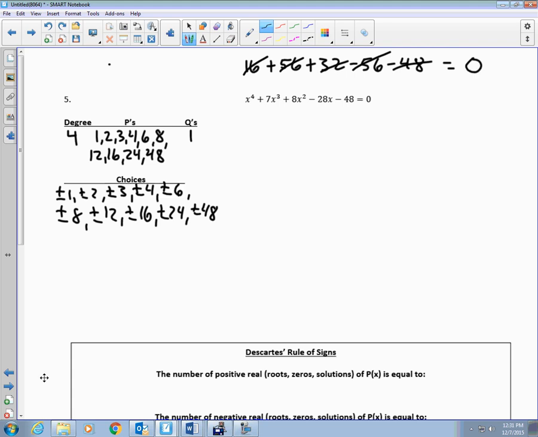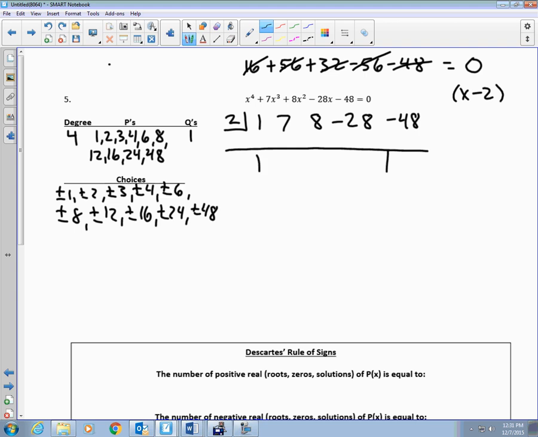So what is the factor? X minus 2. So synthetic division. Thank you for synthetic division. Makes our life so much easier. Could you imagine if we were doing long division right now? You'd be crying.